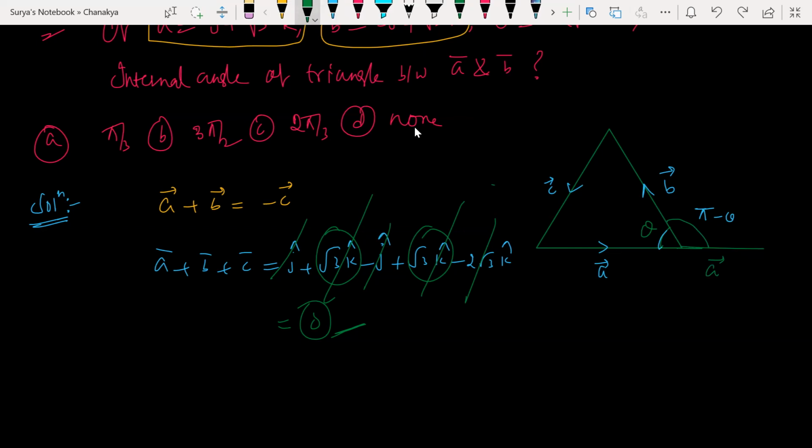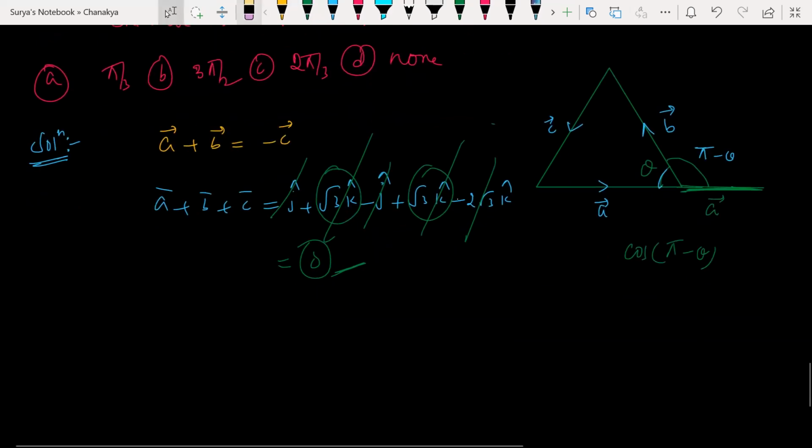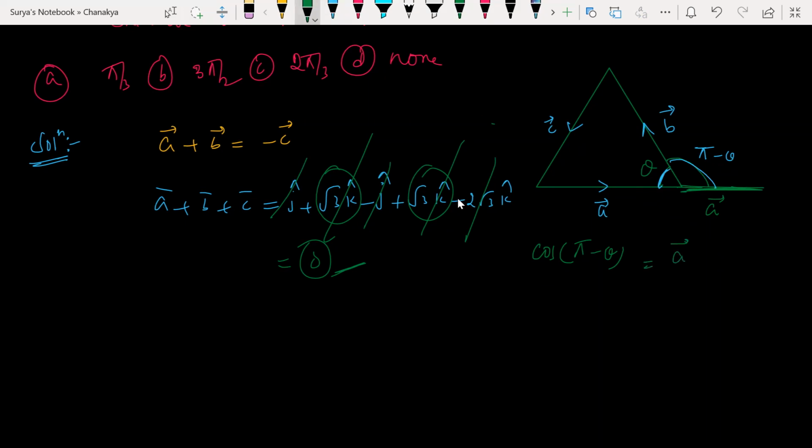Guys, look at this. Now we need to find out what. This is also a vector, right? Now cos of which angle? Cos of pi minus theta is going to be what? Guys, I'm going to find cos of pi minus theta here. Why pi minus theta? Because this is theta, so this is going to be pi minus theta only, right? Hope it is clear. What is cos of pi minus theta? It is vector A dot vector B upon the magnitude of A times the magnitude of B.